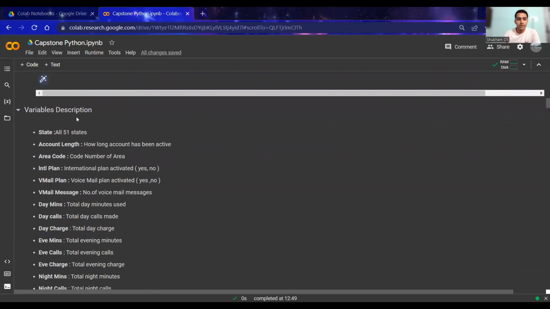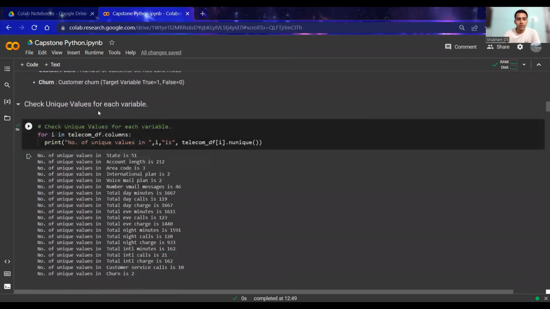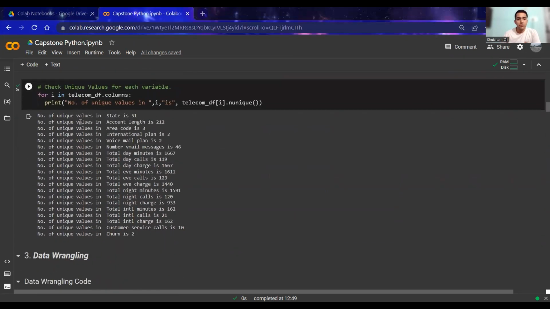After that, the variable descriptions. For state, we have all 51 states. Account length is how long the account has been active. Area code is the code number of the area, and so on. Now we will check unique values for each variable. For state, it's 51. For account length, it's 212. For area code, it's 3, and so on.